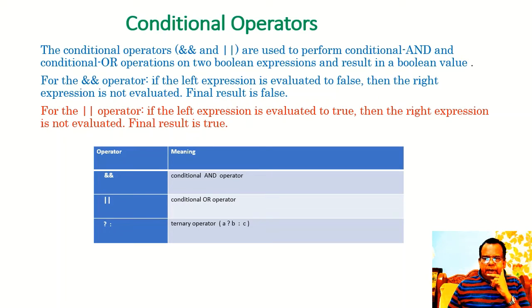Conditional operators. Look, the conditional and, or operators: two ampersand symbols like this for conditional and, and two vertical bars like this for conditional or, are used to perform conditional and, conditional or operations on two Boolean expressions and result in a Boolean value.